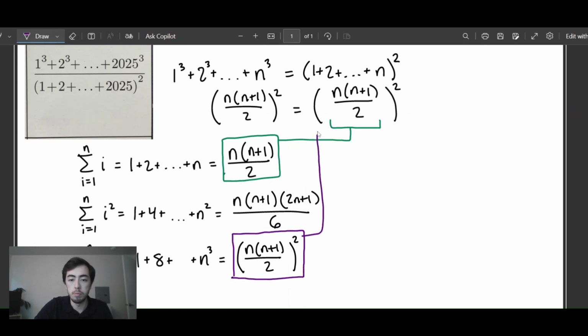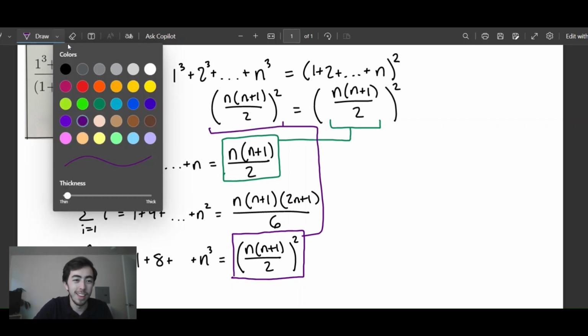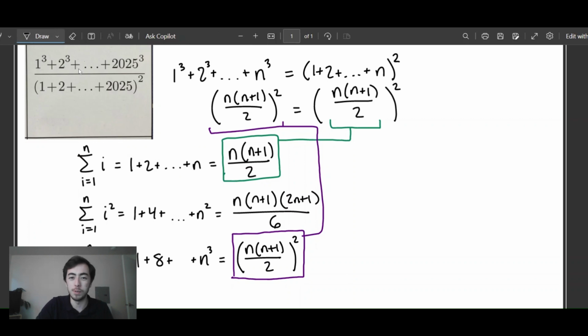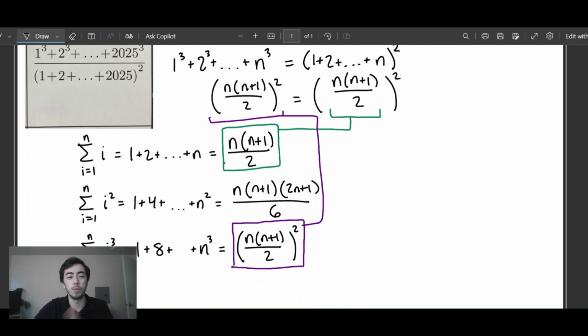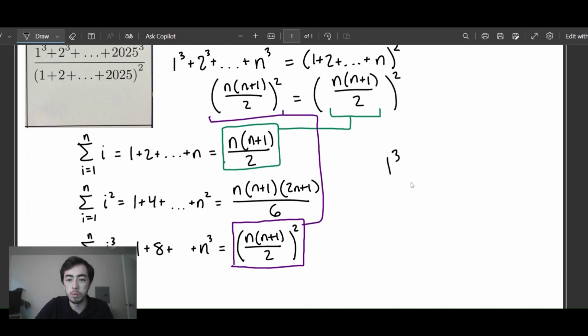So basically, we're done. It doesn't matter that the highest value is 2025. In fact, it could be any number up there, and we'd still have something true. So let's just try it out, maybe the first two, see if it works. Well, okay, the first one is a little silly. That'd be like 1 cubed over 1 squared. And sure, that's still 1. So maybe let's try the next one that's a little less obvious.